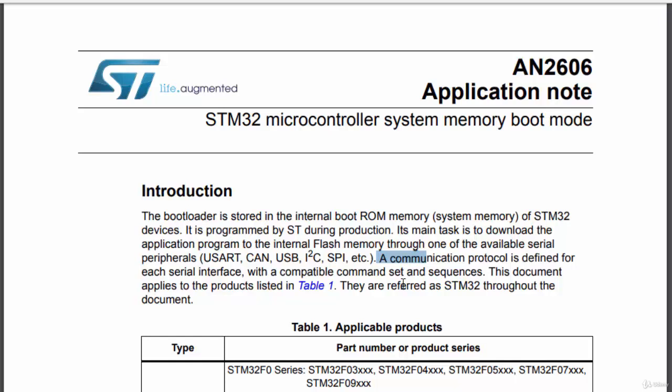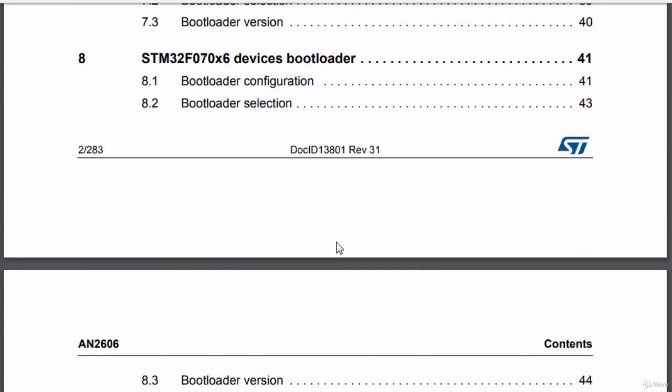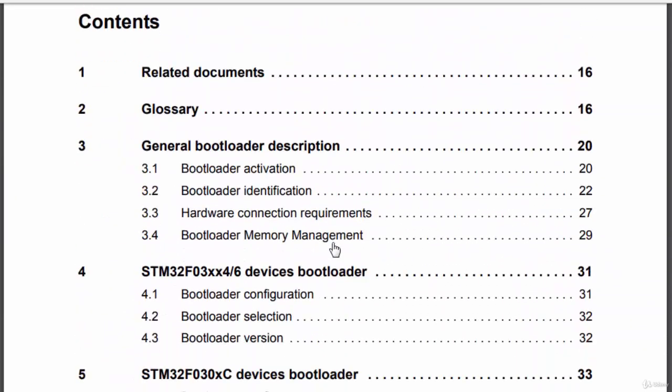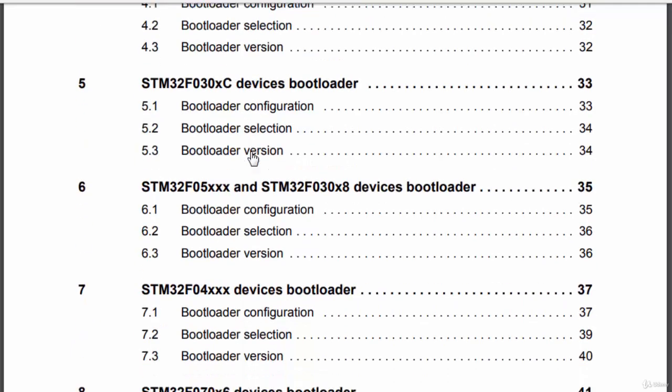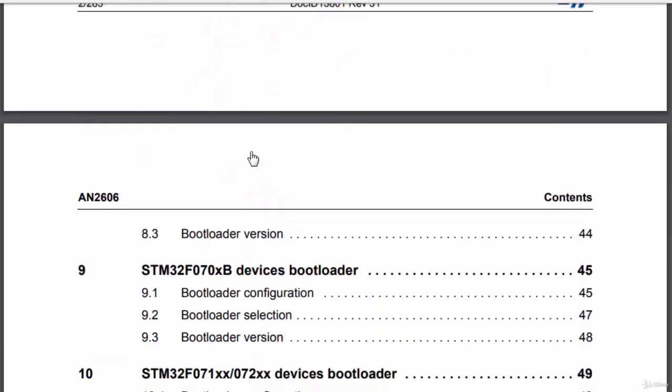So the packet format they use to exchange between host and the target is all ST specific, and how that is designed, what the flow chart of the bootloader is, everything is discussed in this document. So it is really worth investing time in reading this document. And this document has some general discussion about the bootloader, and it has separate sections for different families of microcontrollers from ST.